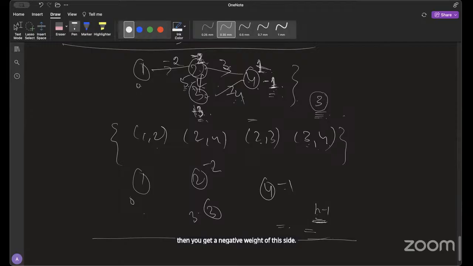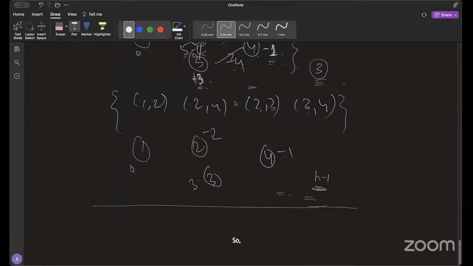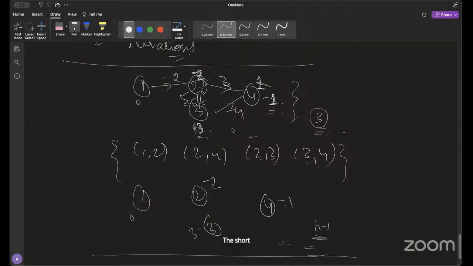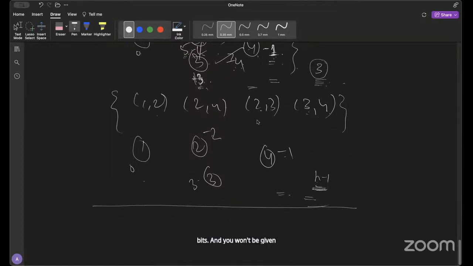So if you get a cycle in a graph where the overall weight is negative, then you can't use the Bellman-Ford method either. In fact, you can't find the minimum weight there. The shortest distance or shortest whatever you're trying to find using this method, you can't do that if there is a cycle with negative weights. And most likely you won't be given questions on that.